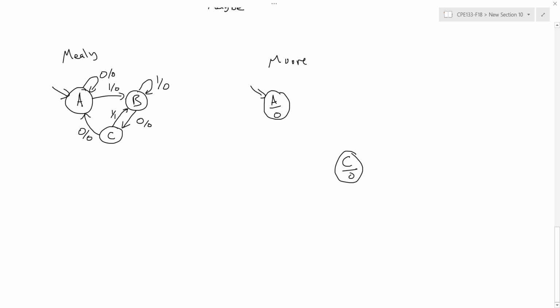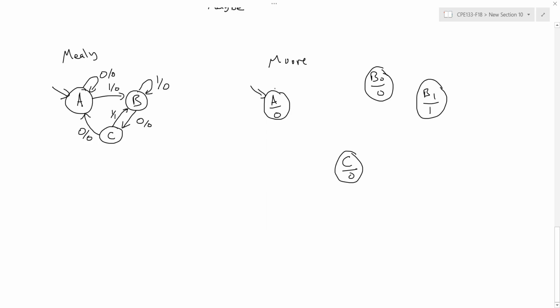But for B, if I look at it, it depends on where I'm coming from and what the input is. So for these two edges, the output's a 0, but for the edge coming from C, if the input's a 1, then the output's a 1. So I'm going to split this into two states, call it B0 and B1, where the output for B0 is 0 and the output for B1 is 1. Okay, now that I've split the states, let's go ahead and fill in the edges.